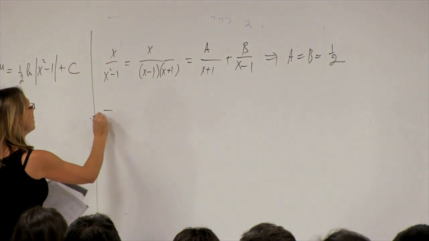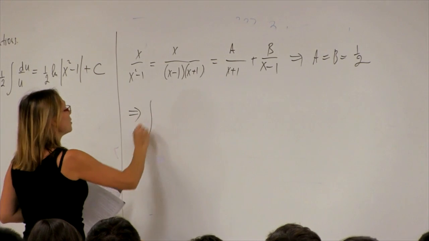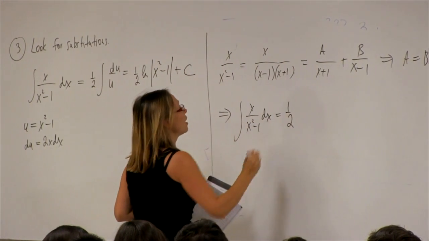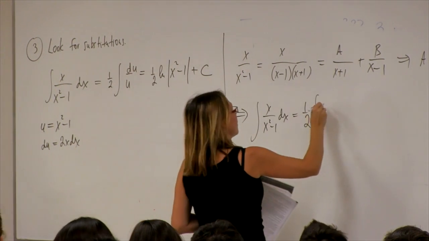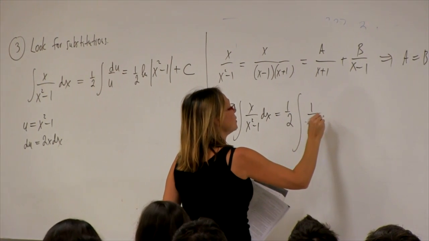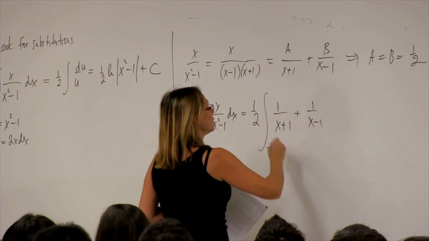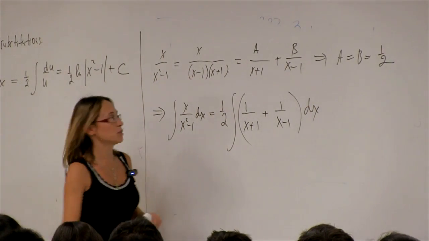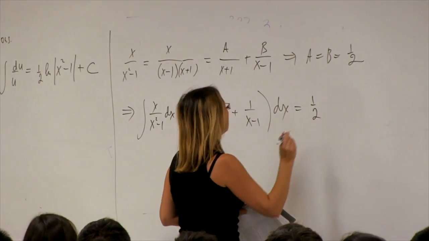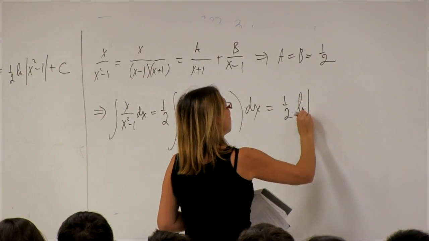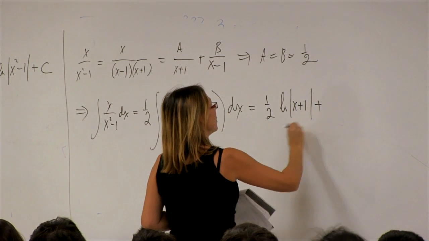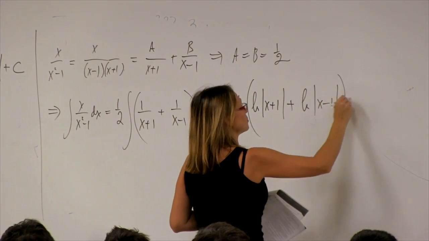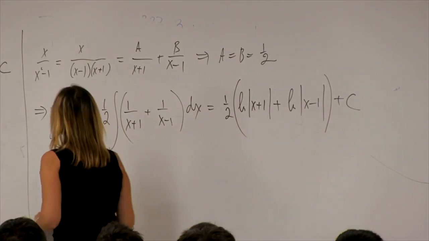Okay? So from here, I can say that my given integral is 1/2 times the integral of 1 over x plus 1 plus 1 over x minus 1 dx. And now it's easy. I have 1/2 log of x plus 1 plus log x minus 1 plus c. How come I got a different answer?